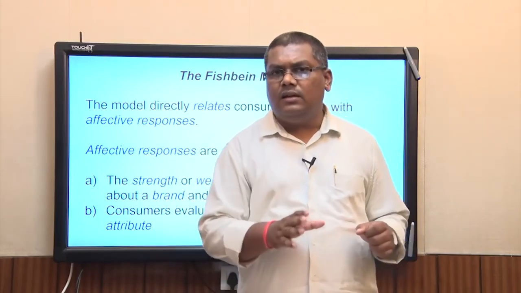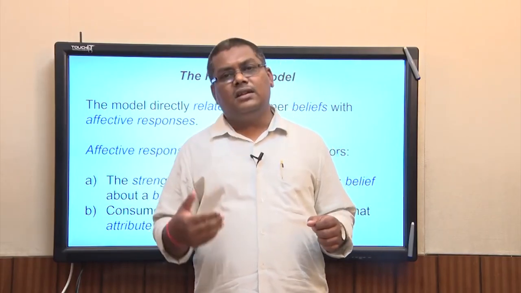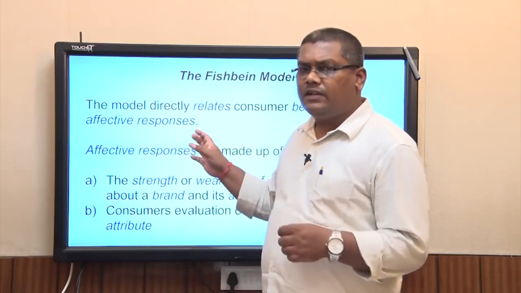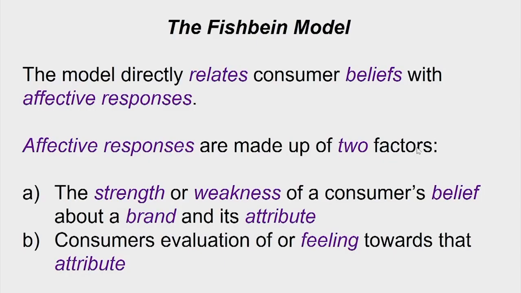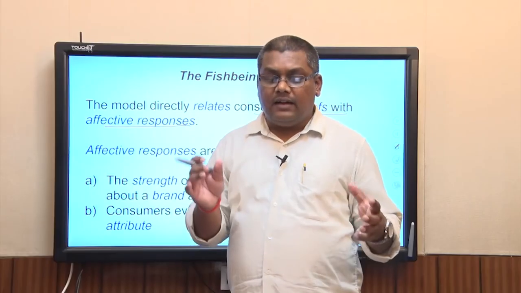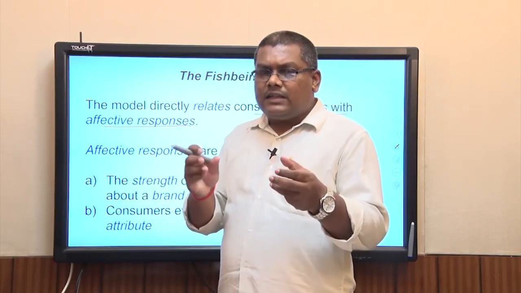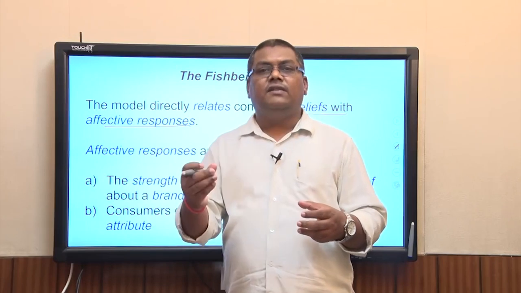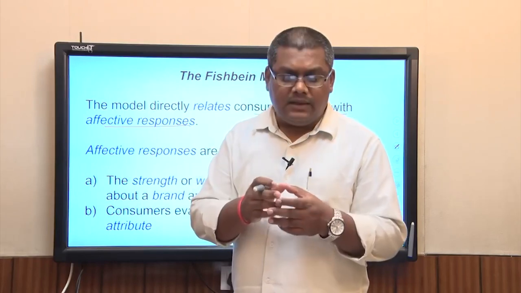So let us start with the first model, which is changing people's affective component, which finally leads to a change in the attitude of the person. The first model is called the Fishbein model. So what is the Fishbein model? The Fishbein model directly relates a consumer's belief with affective response. It tries to study or relate what consumers believe and what they feel about a product, and it explains how the belief or the affective component should be changed so that the overall attitude of the person changes.